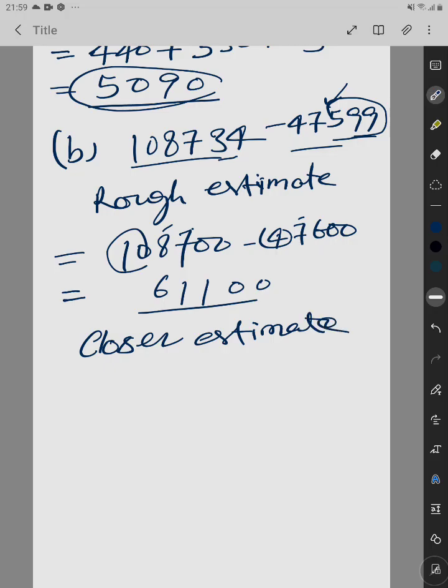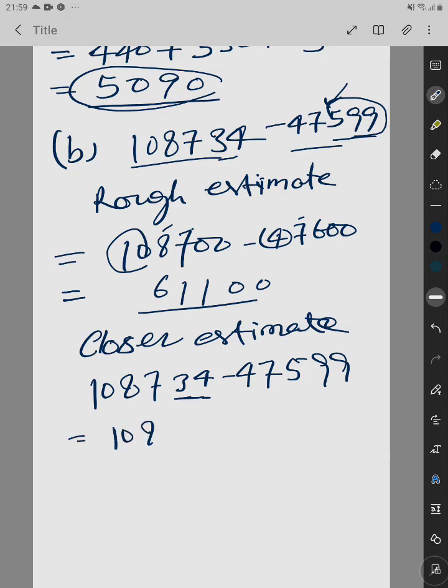So for closure estimate we need to round off to nearest 10. Okay, so it is 108734 minus 47599. The nearest 10 of this one is 30, so it's equal to 108730 minus, what is this nearest, can you tell us? Okay, so 47, this is 600, 47600.